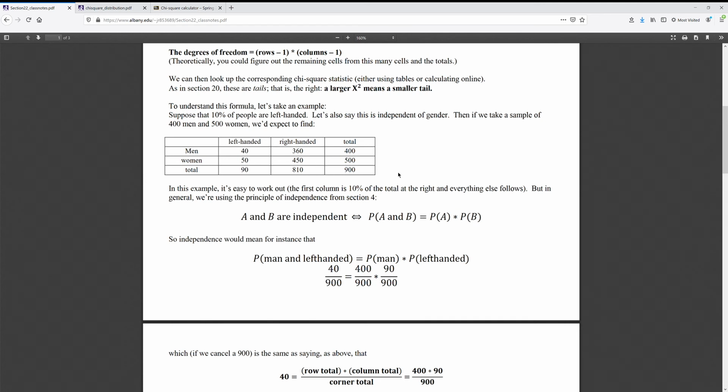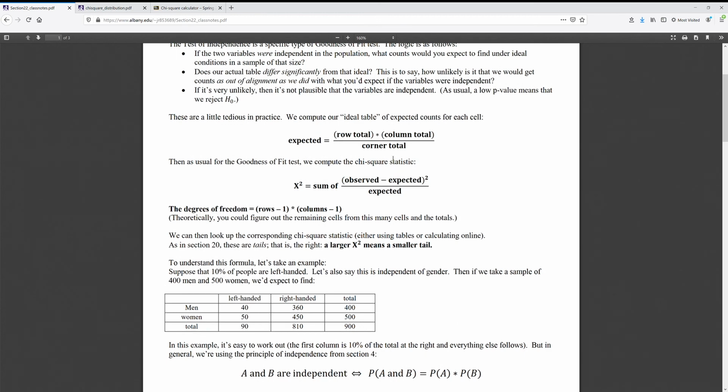That's the idea. A large chi-square value, which in turn represents a small tail, represents in the first place a big deviation from this ideal, and therefore makes it harder to believe independence.